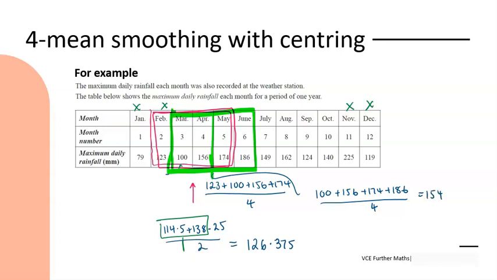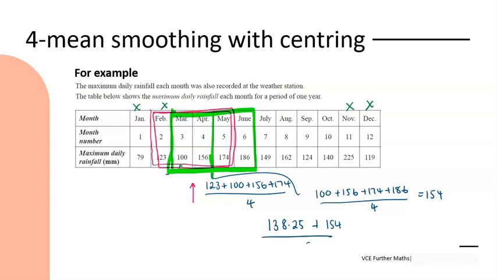And so then my smoothed value this time, same idea as before, where I had 138.25 plus this new value of 154, divide that by 2, and my centered value is 146.125. And so you can see that this process is quite lengthy, and again, highly unlikely that we would have to find a whole table worth of values. But it is really important that we know where these numbers come from, so that if we were asked, find the 4 mean smoothed with centering value for the month of September, we could go ahead and do that.